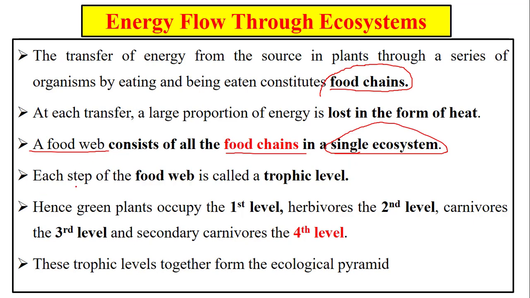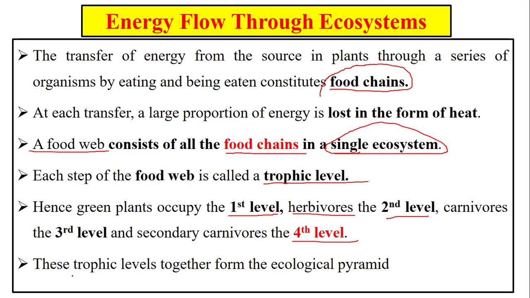The steps of the food web are called trophic levels. So hence green plants occupy the first level. Why do we give them the first level? Because they are producers. They can produce their own food. And herbivores are the second level of the trophic levels, and carnivores are the third level, as well as secondary carnivores are the fourth level. This is what the food chain seems like and what the food web is, consisting of all the food chains.